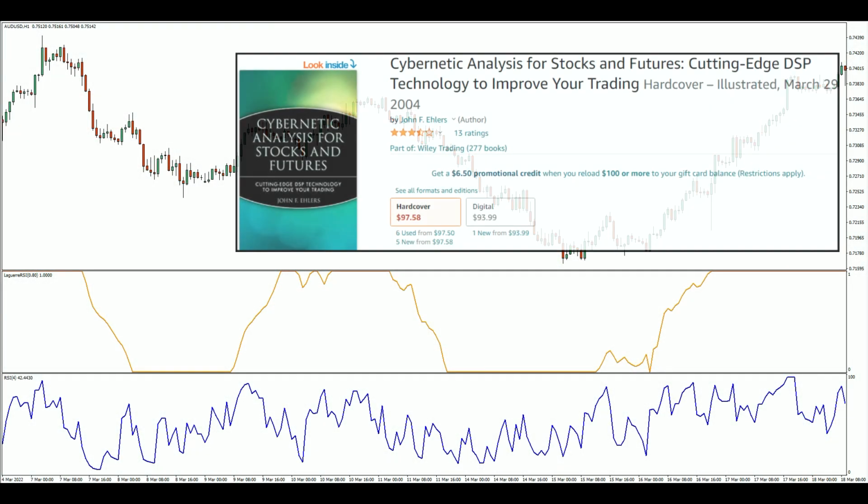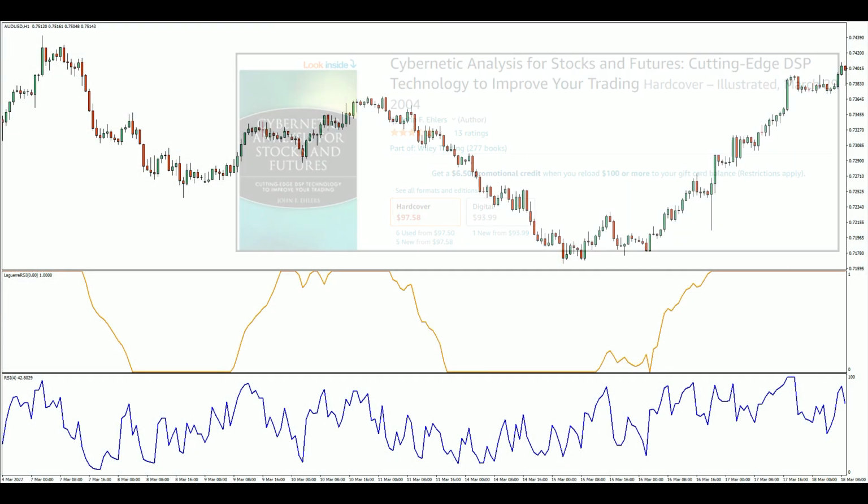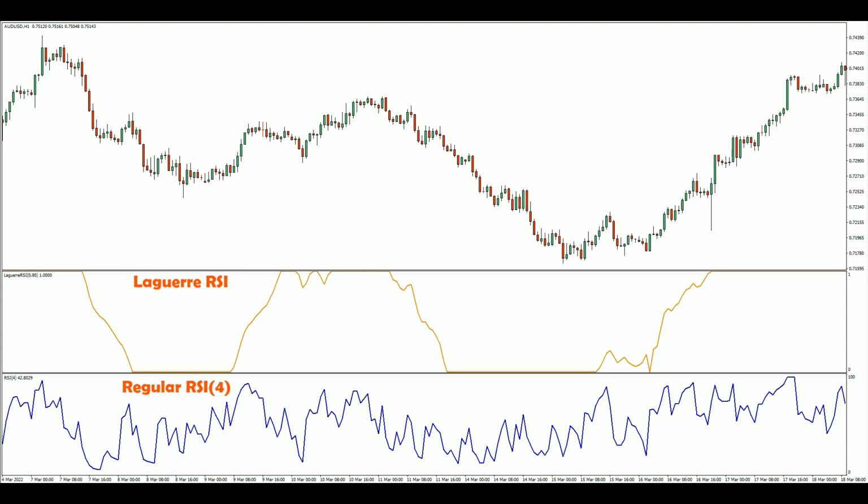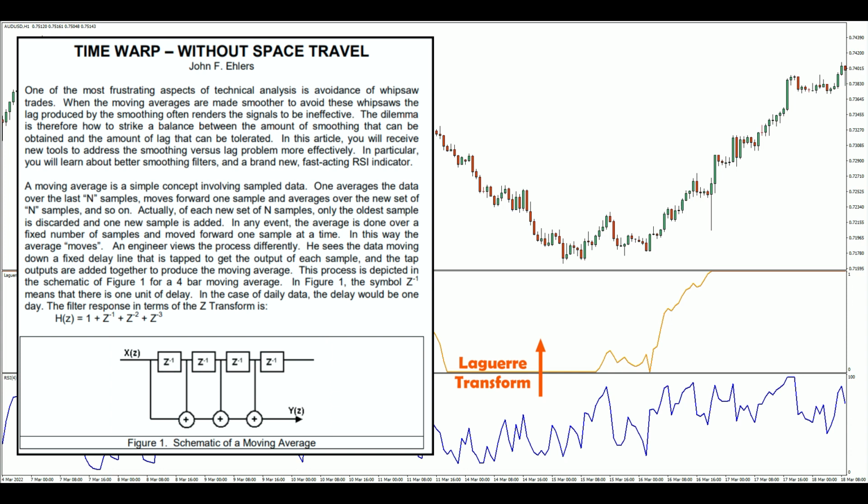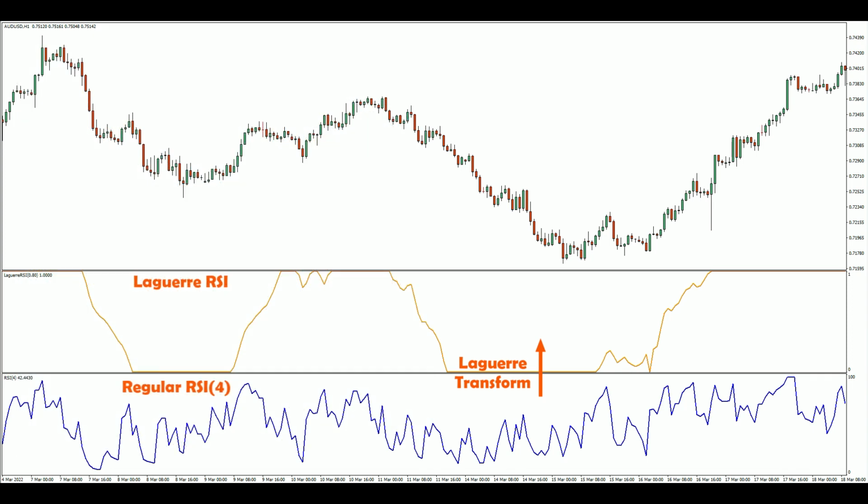First introduced by John Ehlers in 2004, the Laguerre RSI is similar to a regular 4-period RSI, except that a Laguerre transform has been applied to closing prices. The Laguerre transform is a mathematical technique that Ehlers used to build smooth indicators using small amounts of data. The underlying calculations are beyond the scope of this video, but if you are interested, I have included a link to Ehlers' paper in the description.